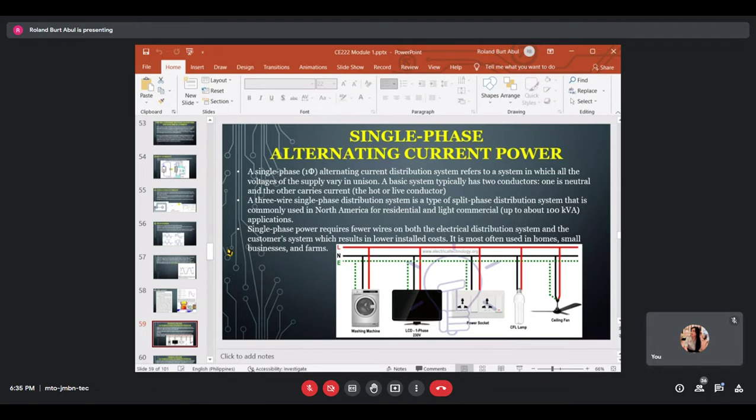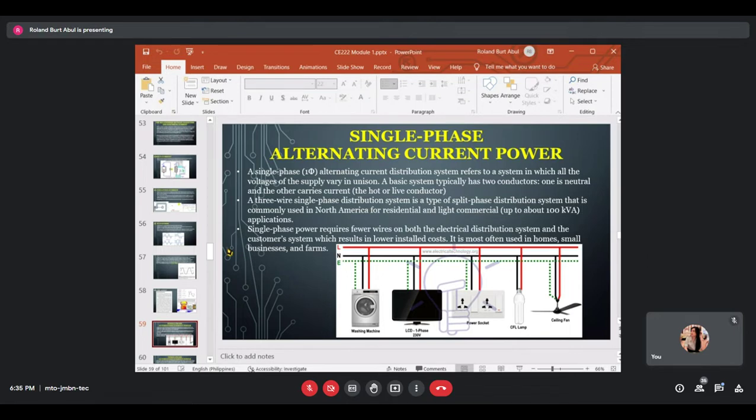Wait a moment. So next is the single-phase alternating current power. A single-phase alternating current distribution system refers to a system in which all of the voltages of the supply vary in unison. A basic system typically has two conductors. One is neutral and the other carries current, also known as the live conductor.